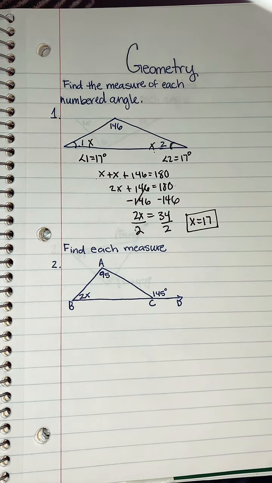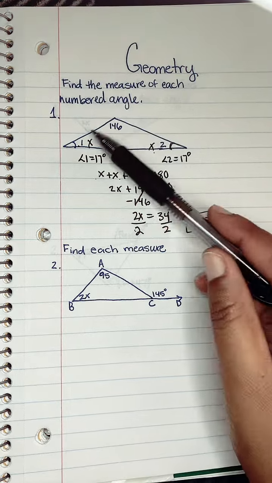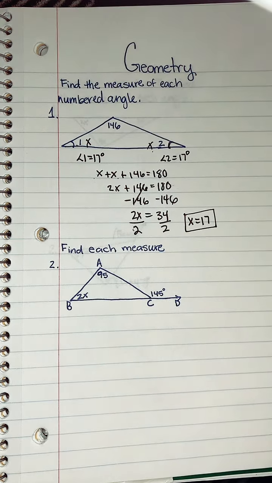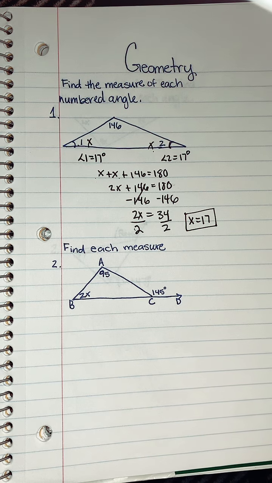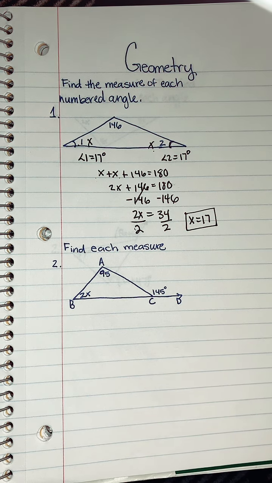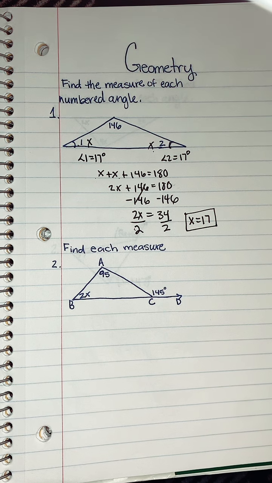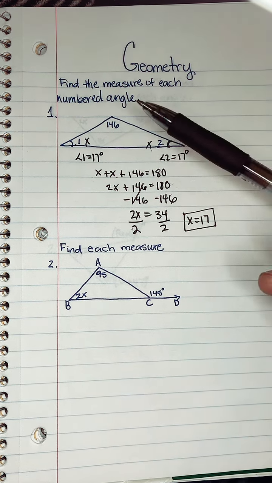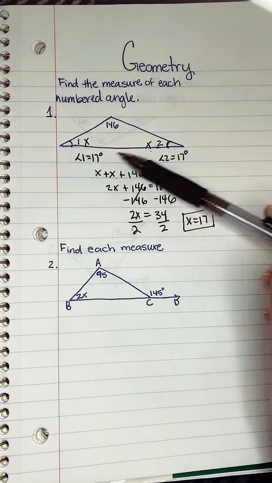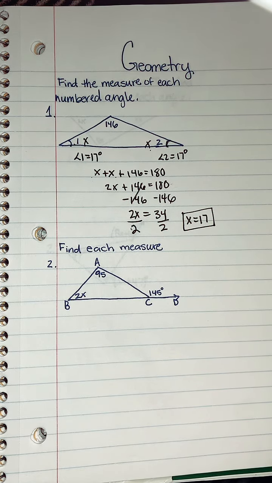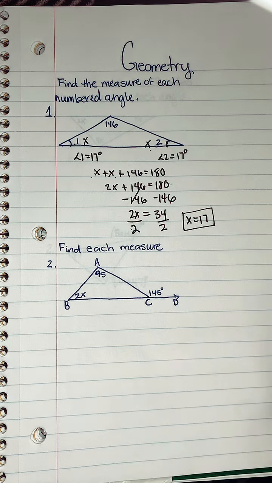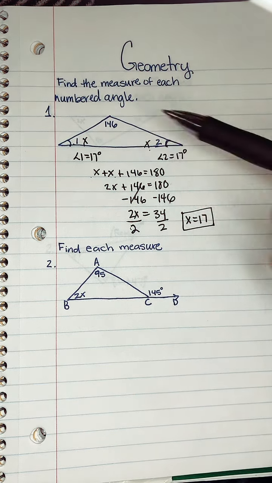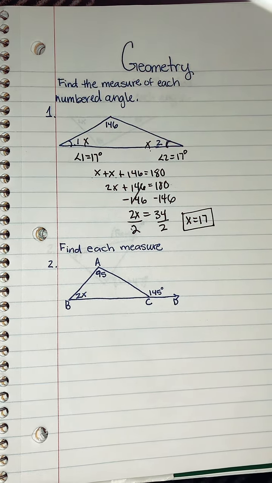Does anybody know what type of triangle this is called? Do you guys remember? This is a very important triangle. Does anybody know what type of triangle that's called? Where to get the 180? Jasmine, so where do you get the 180? There's a big theorem in geometry that says all triangles add up to 180. So since this is a triangle, we know it's equal to 180 degrees.